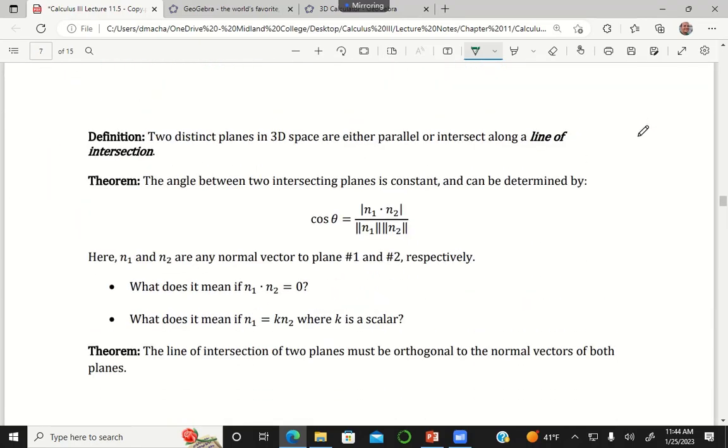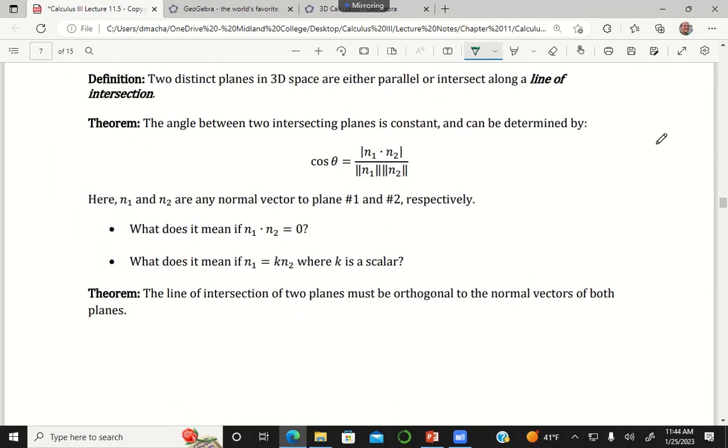Okay. Now, two planes in 3D space. You can imagine two distinct planes. You've got two cases. Either those planes are going to be parallel and never intersect each other, just like if this tabletop is a plane in space and I hold this plane perfectly flat, then these will never intersect each other. Or they're going to intersect along a line. Right? Those are the two cases. And so that line we call a line of intersection.